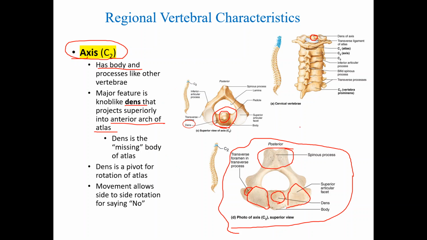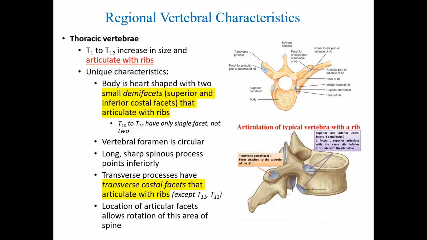And so again, this axis, the dens is really the feature that if I were to ask you a question without even showing you an image, and I were to say this vertebra has a dens that represents a pivot point for articulation with the vertebra above, then you know this is the axis, okay? You cannot go wrong. It's a very, very distinctive feature.